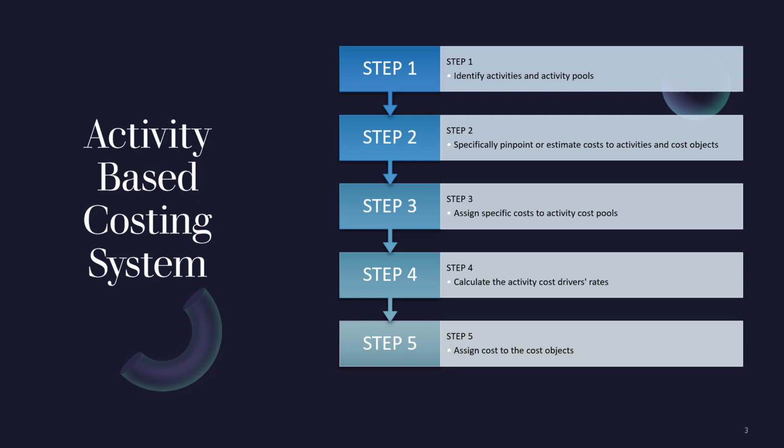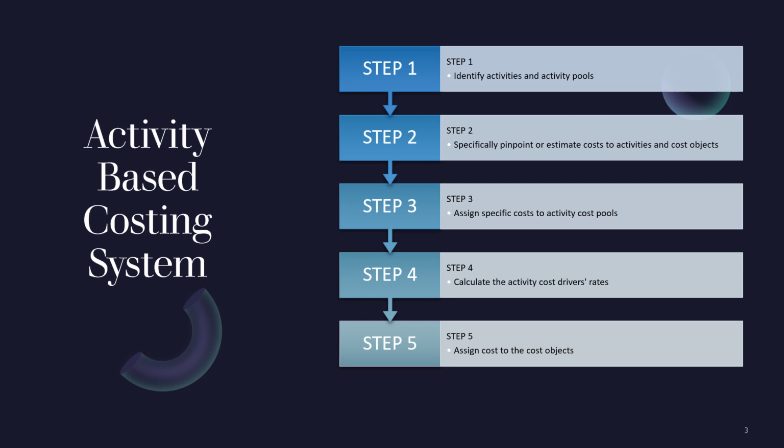Step 3 is where a specific cost is assigned to a specific activity pool. Here the exact or estimated cost for each trim level is assigned to the activity pool that it is going to be used in.